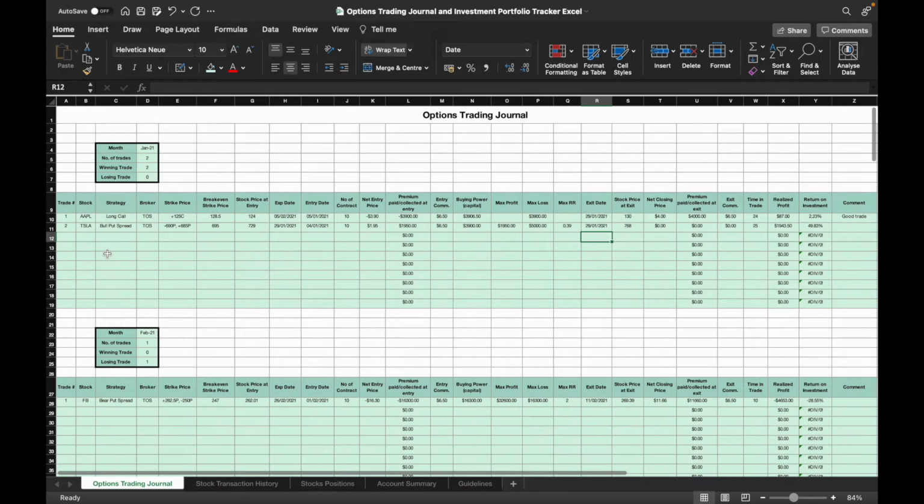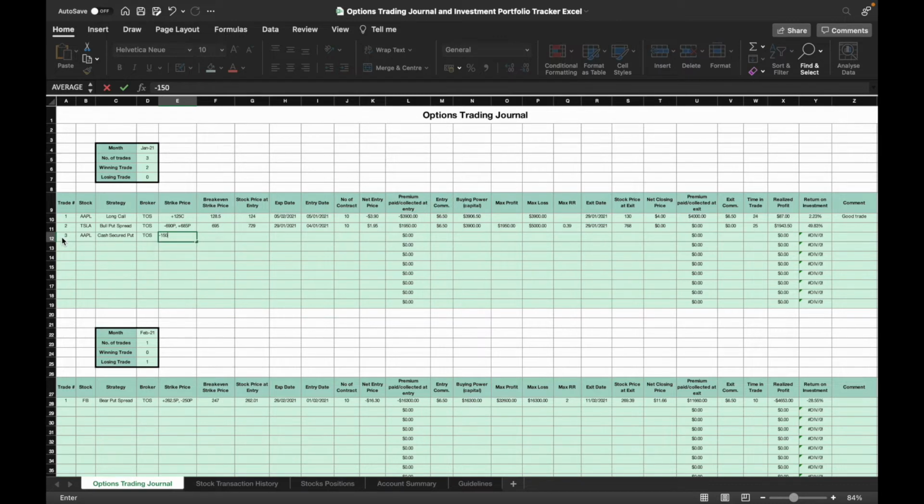I will do a demo on how to input a cash secured put option trade here. Let's say I'm doing a cash secured put on Apple stock. Here in the stock column, I will put the ticker symbol for Apple, AAPL. The strategy I use is cash secured put. I execute this trade on the thinkorswim platform. So I sell a put option on Apple with a strike price of 150 put. I put a minus here to indicate that I'm selling a put option at the 150 strike price.